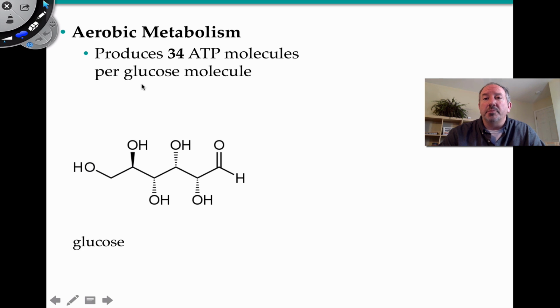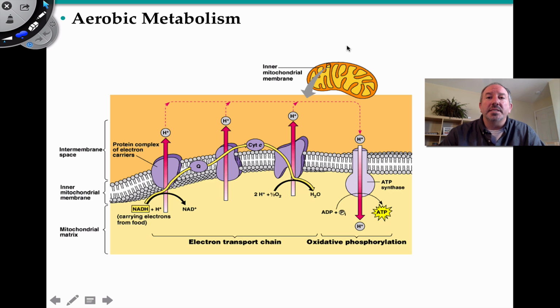So as I was mentioning before, aerobic metabolism makes a tremendous amount of ATP per glucose molecule. And so it's able to pull all the energy out of glucose to make 34 ATP. And it does that in the mitochondria and in the inner membrane of the mitochondria. Again, this looks detailed, but there's a molecule called NADH, which is an acronym, nicotinamide adenine dinucleotide. How do you like that?